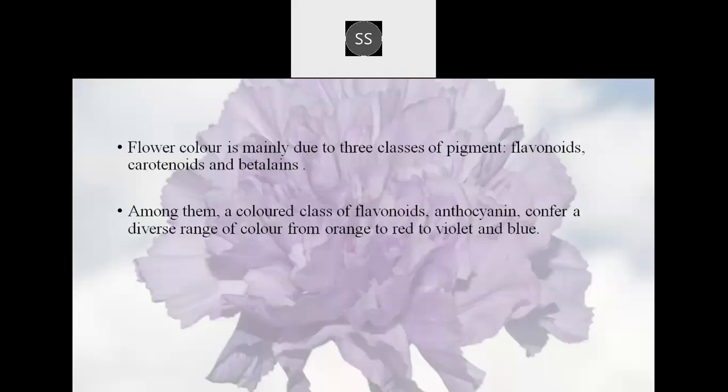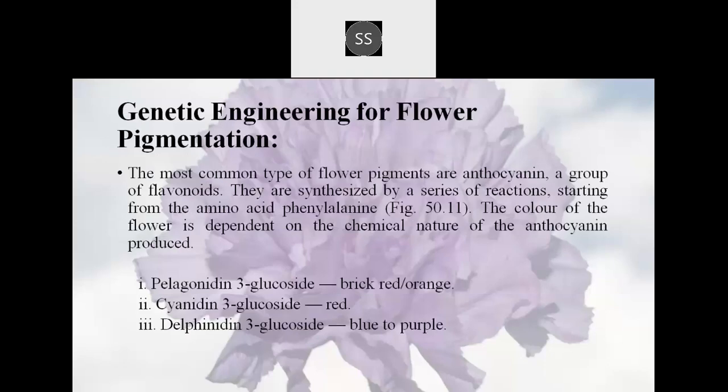Flower color is mainly due to the classes of pigment: flavonoids, carotenoids, and betalains. Among them, a colored class, flavonoids, anthocyanin, confers a diverse range of flower colors from orange to red to violet and blue.